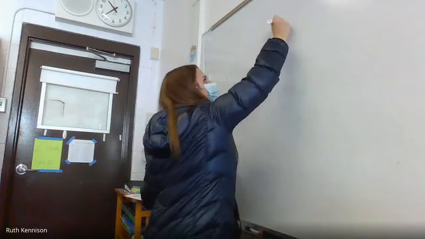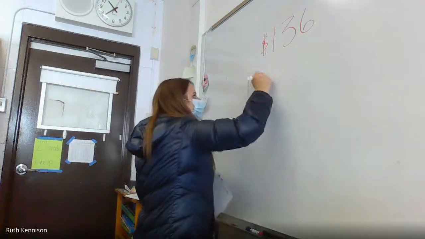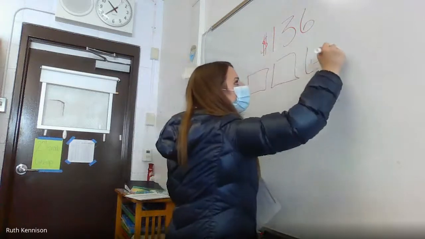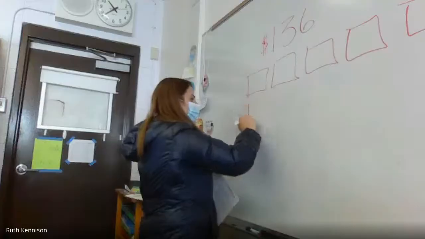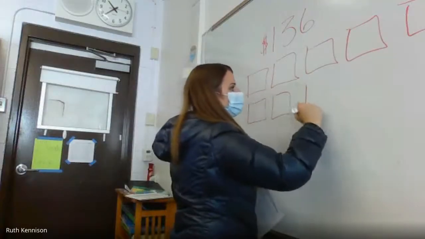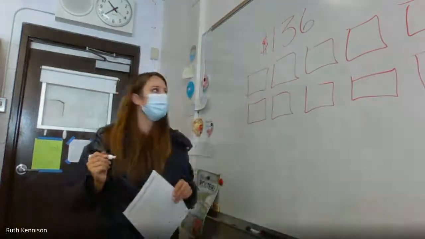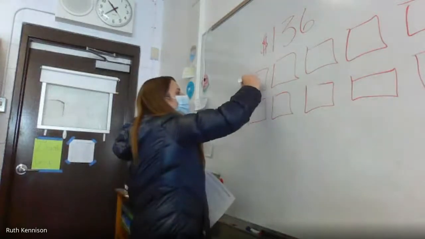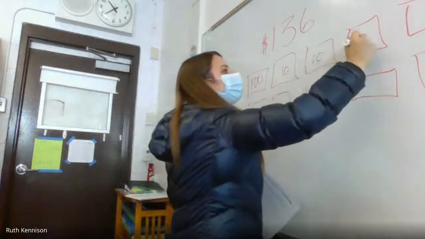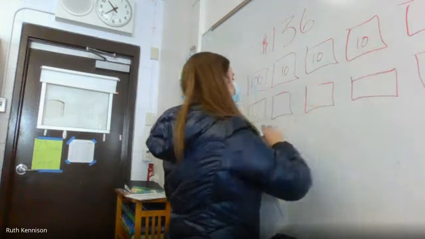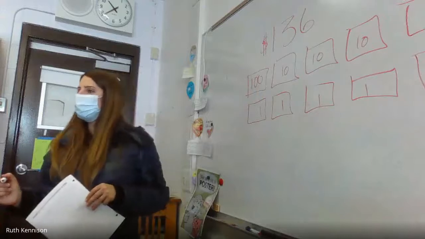So if we have 136 dollars, and we've got 10 boxes to fill in. 1, 2, 3, 4, 5, 6, 7, 8, 9, 10. Okay, we're gonna go 100. Now I've got to do my 30. So we do 10, 20, 30. Now we do 6 ones. 1, 2, 3, 4, 5, 6. We have 136 in dollars.